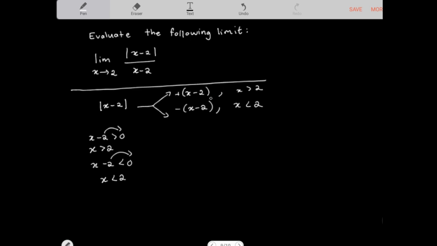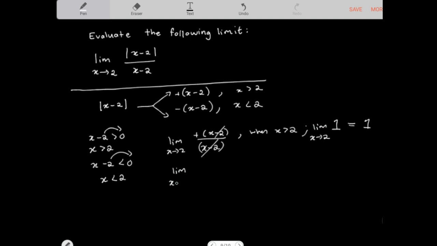Now that we have this, I'm going to apply this to the limit expression. So we're going to have two different values. I'm going to have positive x minus 2 over x minus 2 on the denominator, limit as x approaches 2, when x is greater than 2. If I solve for this, these are common factors, they cancel out, and you basically get the limit as x approaches 2 of 1. The limit of any constant is the constant, so we get the value of 1. As x approaches 2, this whole thing will still approach 1.